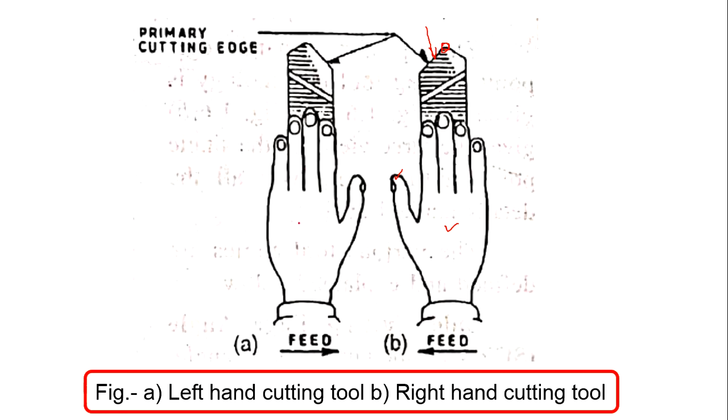Now similarly, you keep your left hand on the tool in such a way that your palm is downward, your finger pointing towards the nose, so this is the nose of the tool, and if your thumb shows the major cutting edge, then this will be your left hand cutting tool. So very easily we can identify whether it is a right hand cutting tool or a left hand cutting tool.